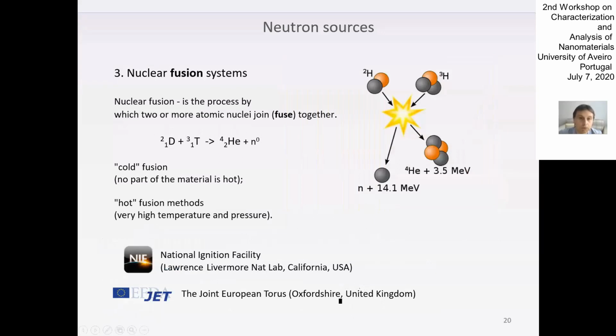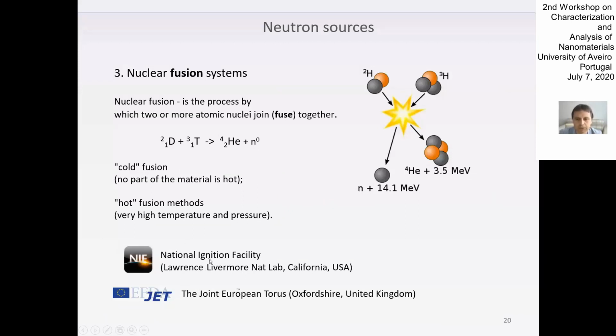And the second type of this reactor is so-called fusion, when we have a fusion process. Then light elements fuse together. Light means hydrogen and isotopes of hydrogen. And as a result of this fusion, we have a release of neutrons. Also, there are some scientific centers which use this type of production of neutrons.